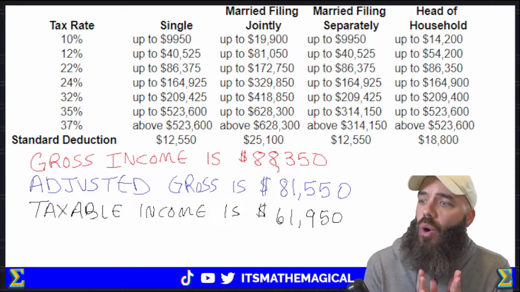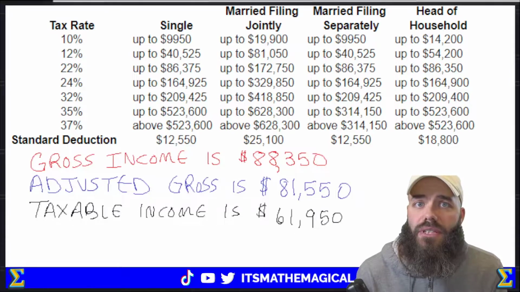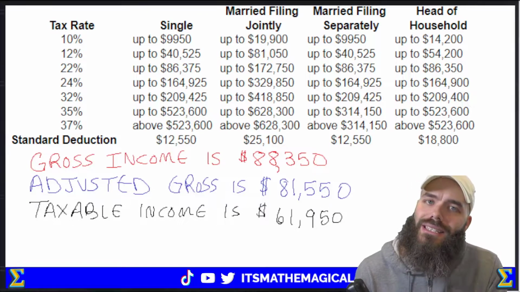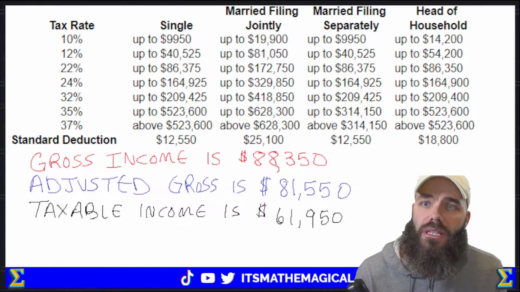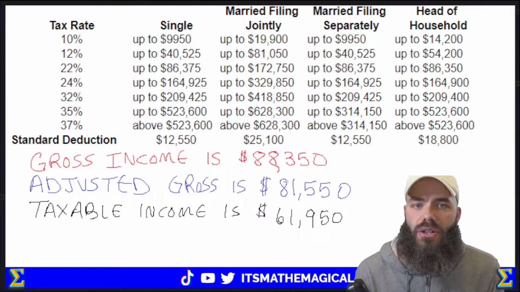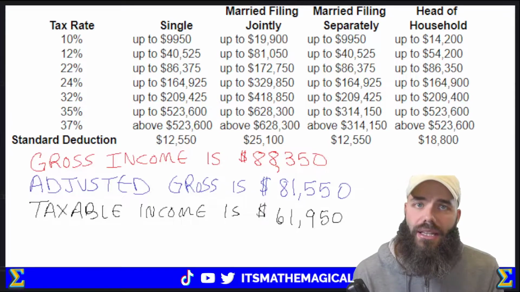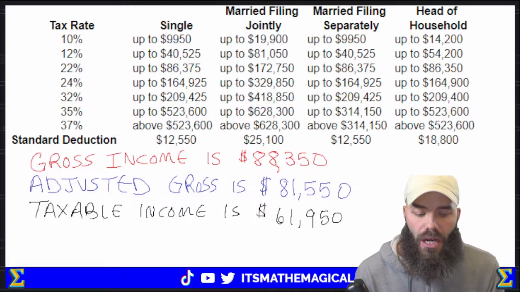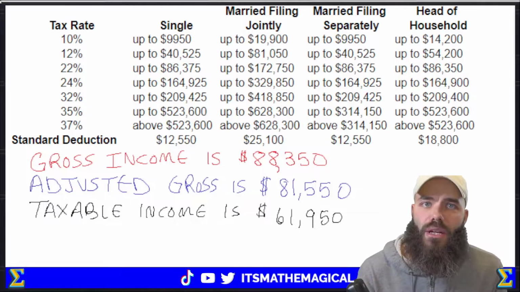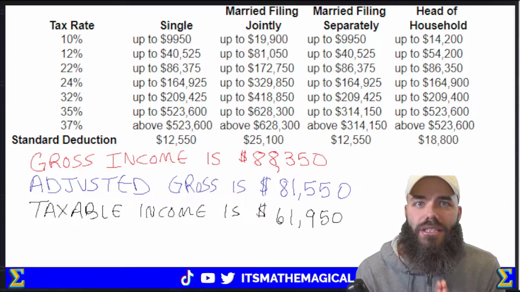Let's just, on this $61,950 taxable income, figure out what the tax bill would be. Now, we do want to consider her situation. She is head of household, so we only need the head of household column. So let's go ahead and take away the other two columns and just look at the head of household column.